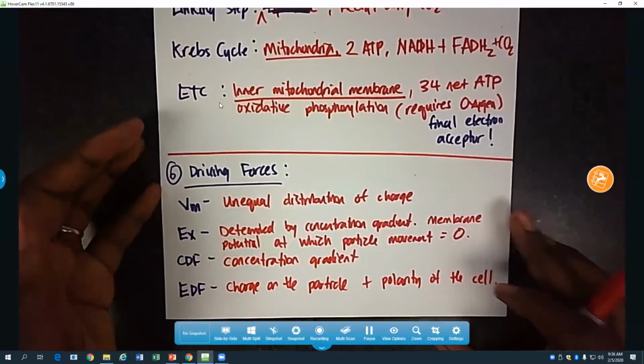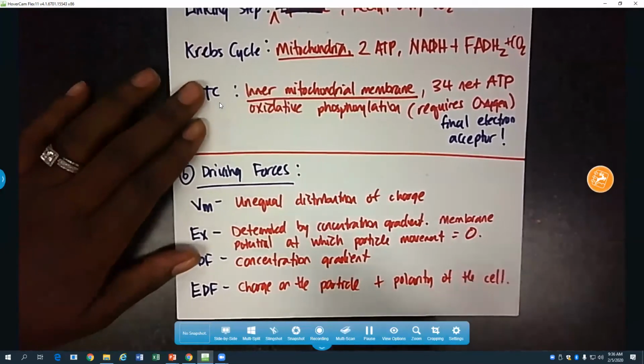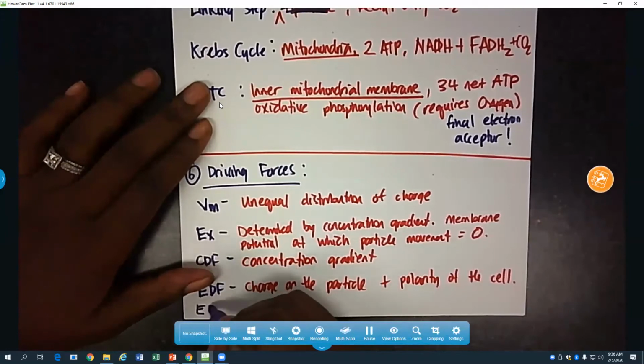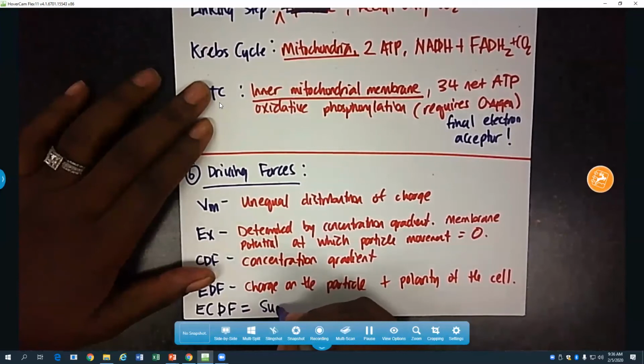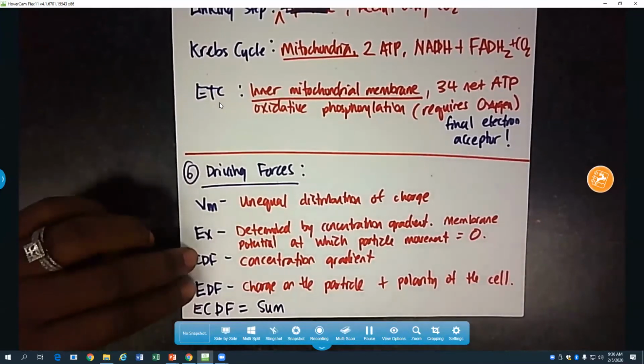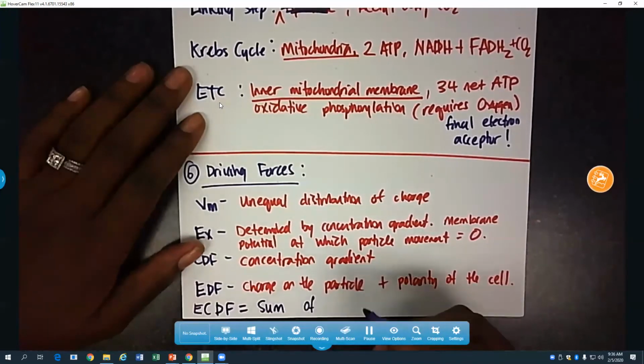All right. Now, in that respect, we also spoke about the electrochemical driving force. And we said that this is basically the sum of both the chemical and the electrical forces.